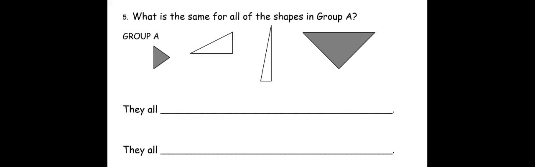In problem 5, we're given a group of triangles, and the question says what is the same for all of the shapes in group A? Well, we can see that they all have 3 corners, so put that first. They all have 3 corners, and they all have 3 sides, and I'll write that.